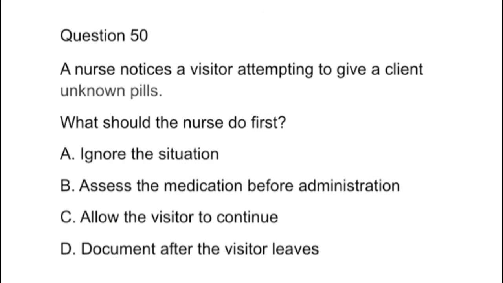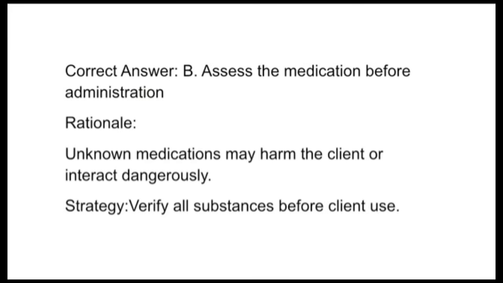Question 50. A nurse notices a visitor attempting to give a client unknown pills. What should the nurse do first? A. Ignore the situation. B. Assess the medication before administration. C. Allow the visitor to continue. D. Document after the visitor leaves. Correct answer, B. Assess the medication before administration. Rationale: Unknown medications may harm the client or interact dangerously. Strategy: Verify all substances before client use.